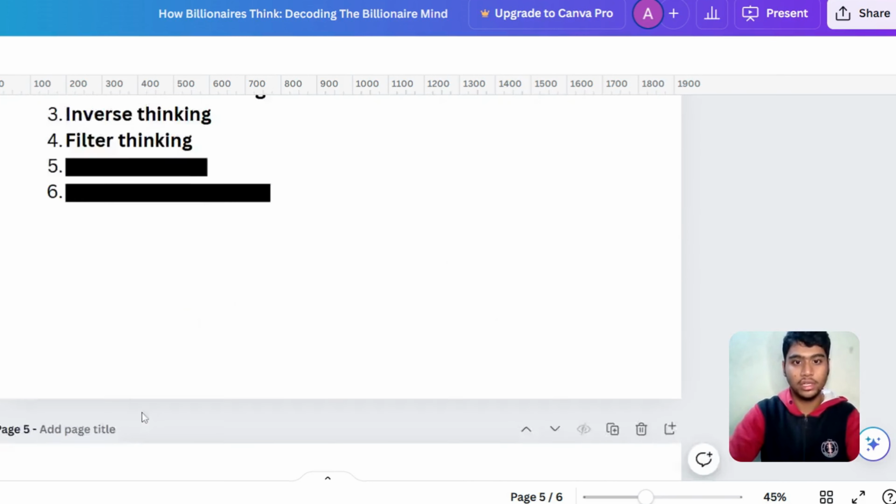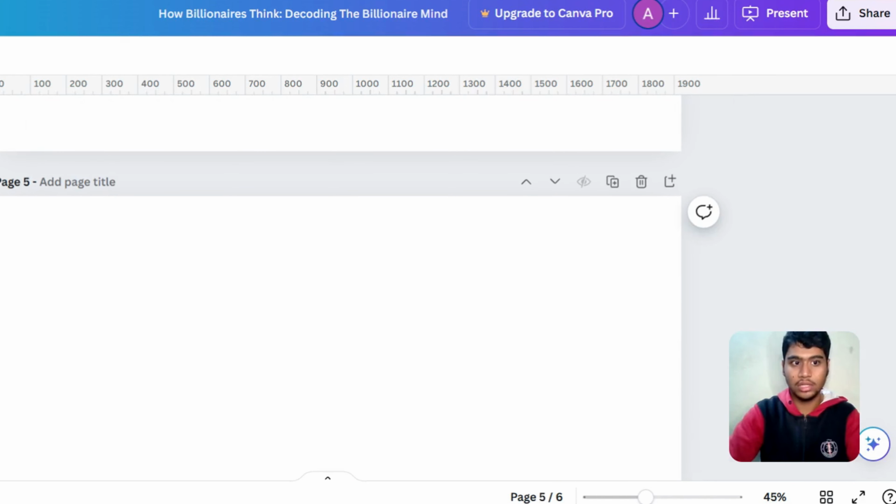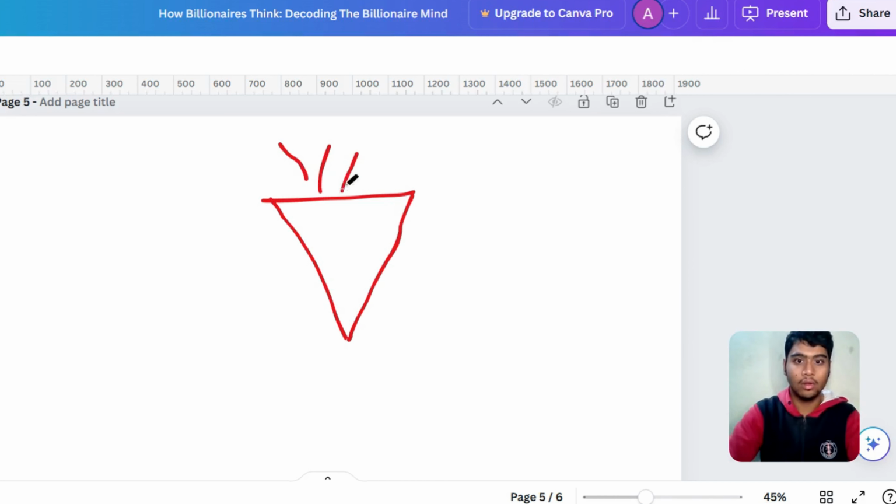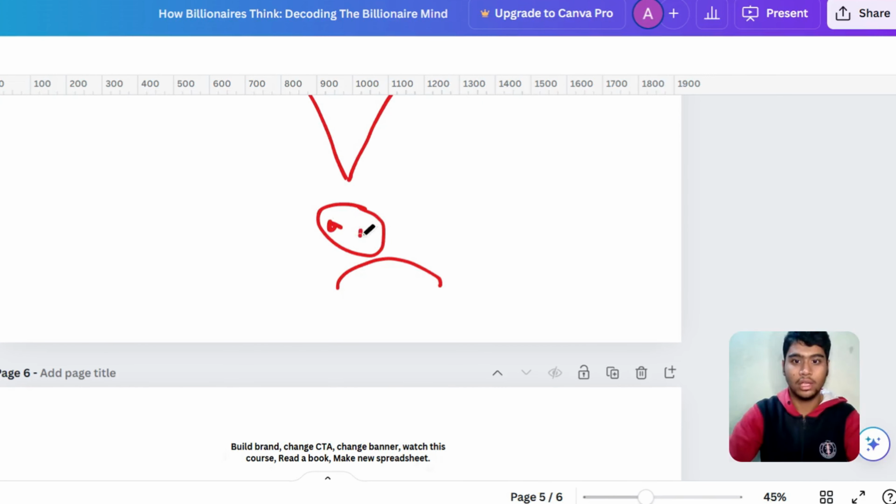So what filter thinking does is it filters your thoughts, the information that you're getting. Let's say this is a filter. It will filter all of the opinions that are coming into you. And what is that filter? The filter is just being reflective enough. This is what I call filter thinking.